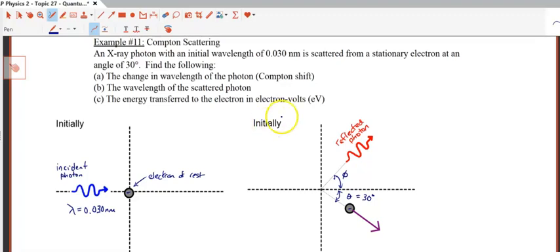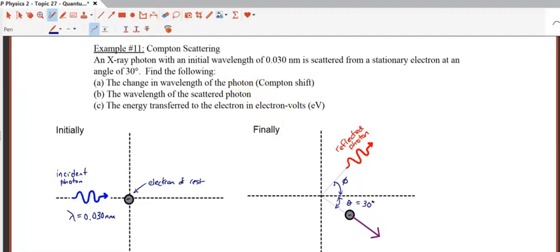I realize this is not initially, that is finally, and we are not given, for example, the speed of the electron. No, we're not. So we don't know that either. But from derivation, and I'm not going to go over that in this video, we could derive what's known as the Compton shift equation.